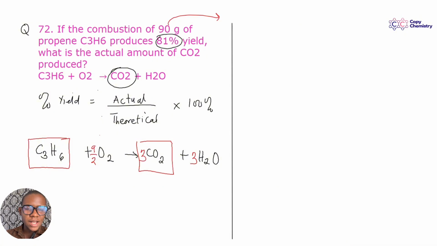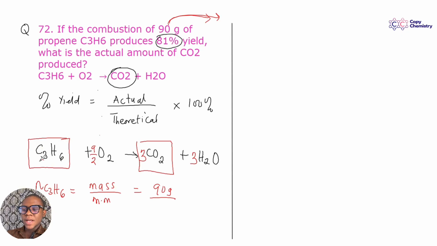And then I'll convert that moles to mass at the end. So that's how I'll get my theoretical yield. So let's do the number of moles of propene that was introduced here. Number of moles of propene is mass divided by molar mass of propene, and that's 90 grams divided by, what's the molar mass of propene?